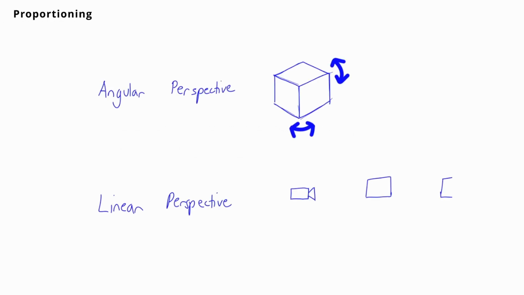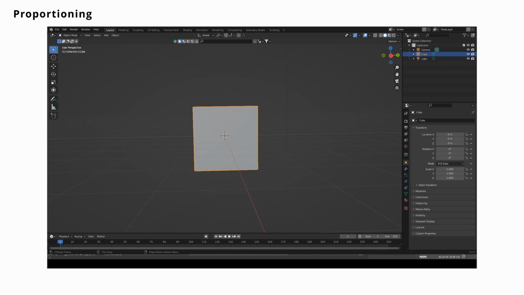There are two types of proportioning when we're dealing with perspective: angular proportioning and linear proportioning. Angular proportioning is when we need to proportion the size of an object when it's at an angle. Obviously, the size of a cube isn't going to be the same as the front of the cube, so we need to figure out a way to solve that.